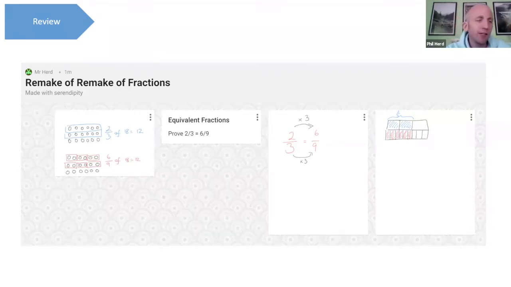So if a child is sat there a little bit stuck, then they can use this to help and scaffold their own learning. So they're using the support of their peers to kind of develop their understanding, which is really nice.